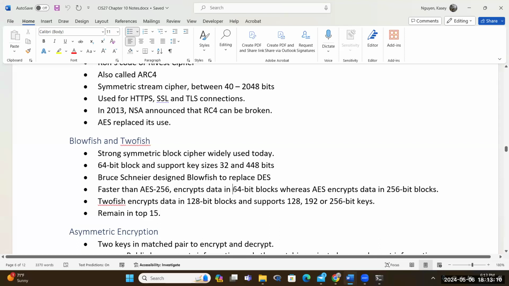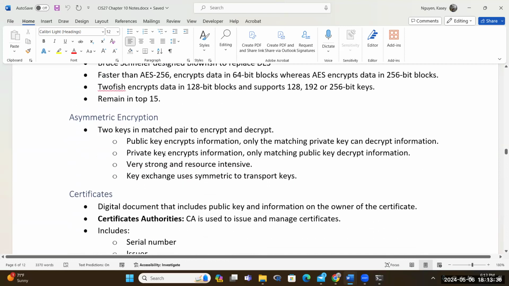It encrypts data at 64-bit block, whereas AES encrypts at 128 or 256-bit block. Twofish uses 128-bit, right? Similar key length. It remains within the top 15. So if you want things that are fast, this is why Linux systems use Blowfish-based technology, because it's lightweight and it's fast. Okay. Then you've got asymmetric.